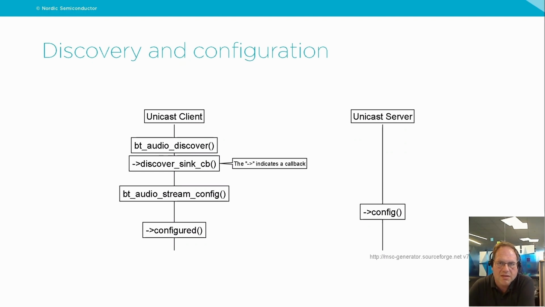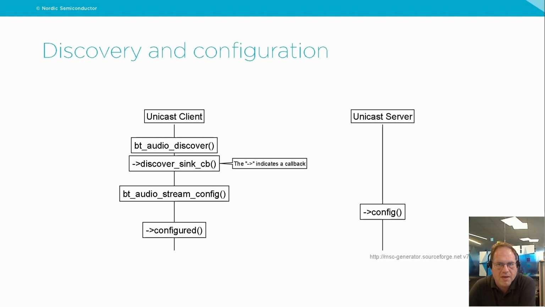The next phase is discovery and configuration. So the first thing here is that the client needs to discover what the server can do. So it does a BT audio discover, which will basically find the information supplied by the published audio capability service on the server. And this is returned in the discover sync callback, assuming for now that we are discovering a sync. And the arrow in front indicates that this is a callback.